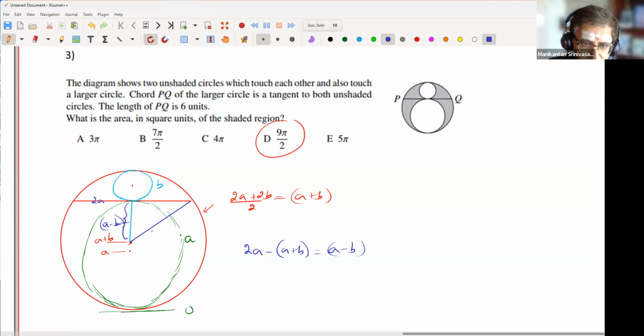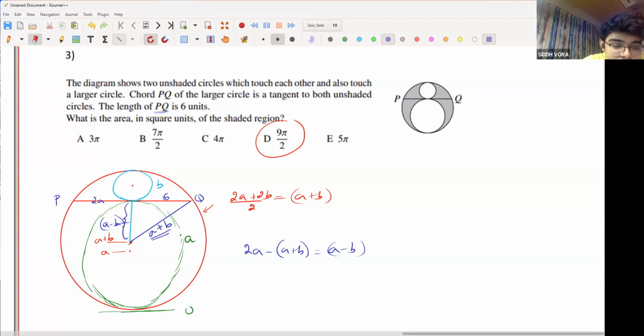And this radius is A plus B. And then the length of PQ is given to be 6 units. So this is P and this is Q. Sorry, PQ is 6, right? So this will be 3, sir. Yeah, 3. Sorry, my bad.